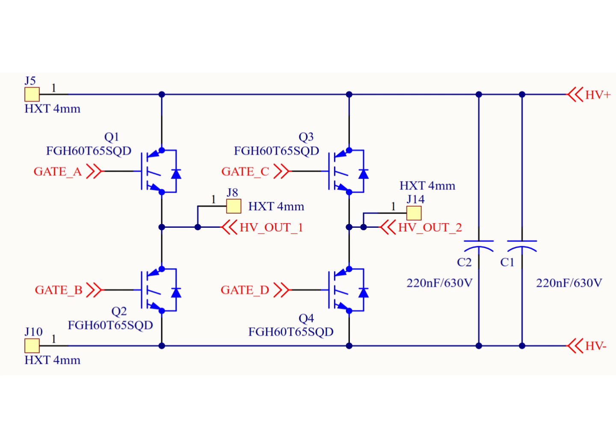The FGH60T65 SQD is a 4th-generation field-stop trench IGBT, optimized specifically for low switching losses at medium frequencies. Although the datasheet gives switching energy values at much higher current levels, our operating currents are significantly lower, so the real switching energy per transition is correspondingly reduced. In practice, switching losses remain well within manageable limits with proper gate drive and layout.